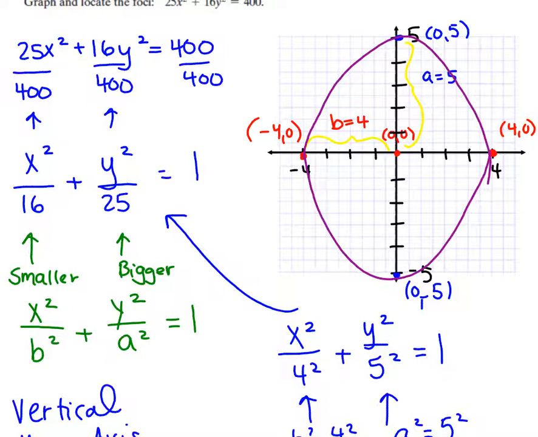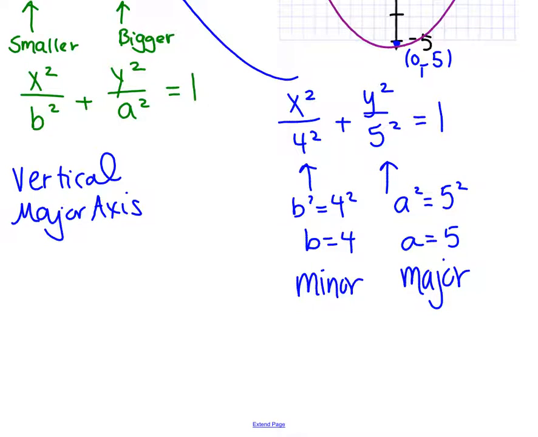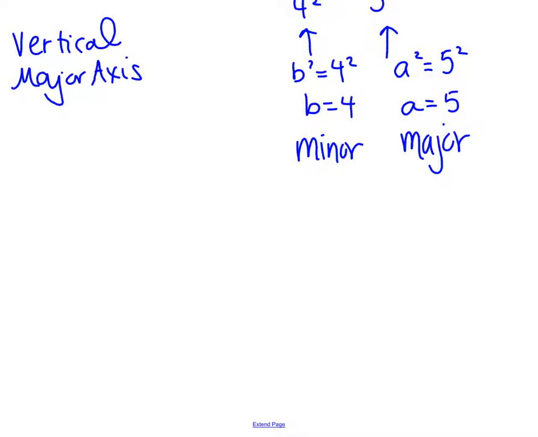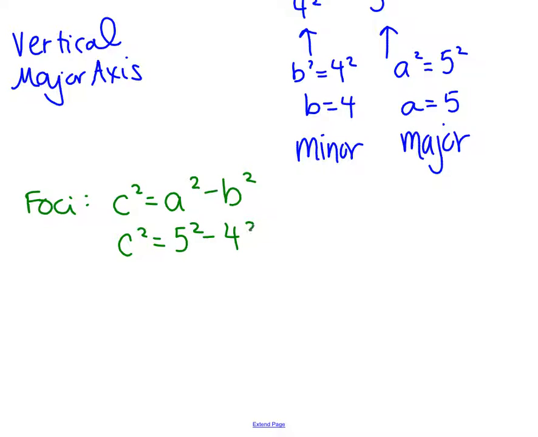So we've graphed the ellipse, now it wants the foci points. So we have to find the C. We use the same equation, c squared equals a squared minus b squared. So 5 squared minus 4 squared. So 25 minus 16 is 9. Square root of 9, we get plus or minus 3.